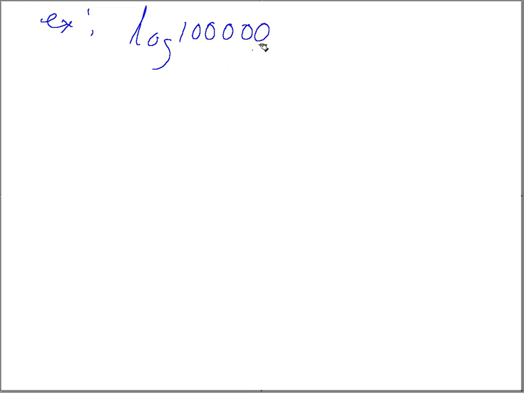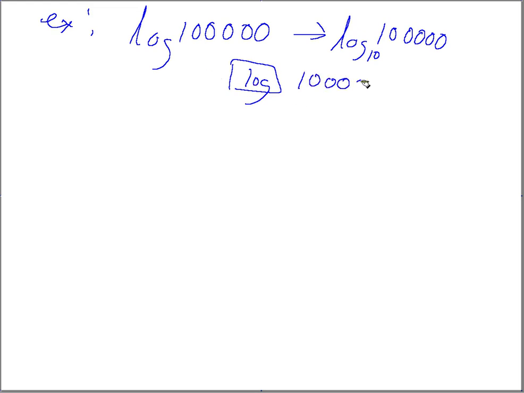All right, log of 100,000. So again, what's the base? Base is 10. So this implies log base 10 of 100,000. Again, punch out your calculator. Use the log button on your calculator and punch in log 100,000 and hit the equal sign.